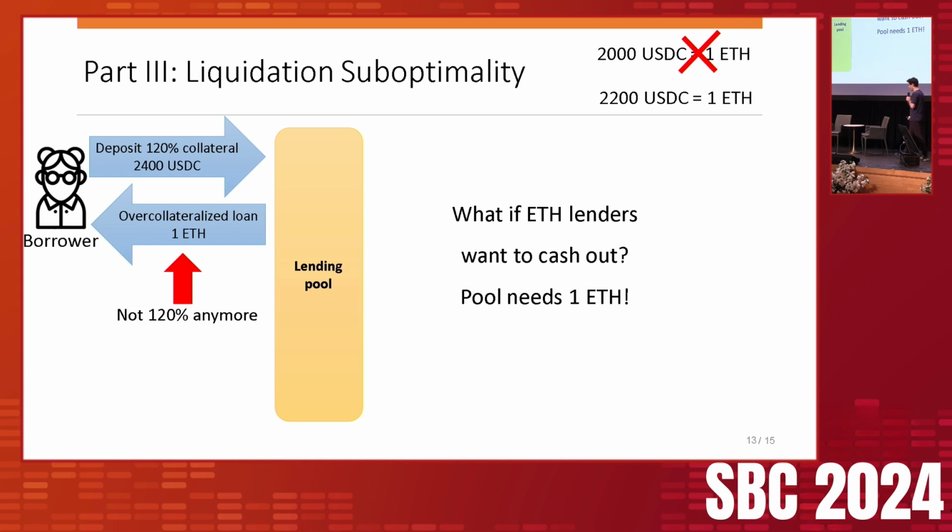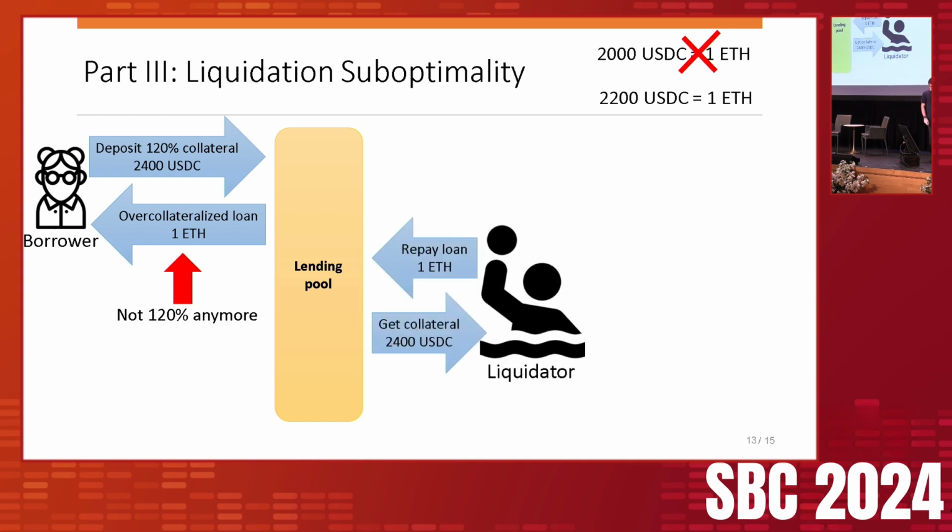So what if some of the people who provided this 1 ETH want to cash out? We need to have enough money to allow them to cash out. To do that, lending pools let liquidators repay the debt, right, the 1 ETH, in exchange for the collateral. So for paying 1 ETH, our liquidator here would get 2,400 USDC, which represents a discount compared to the current exchange rate, right? So this is a bargain, supposedly.